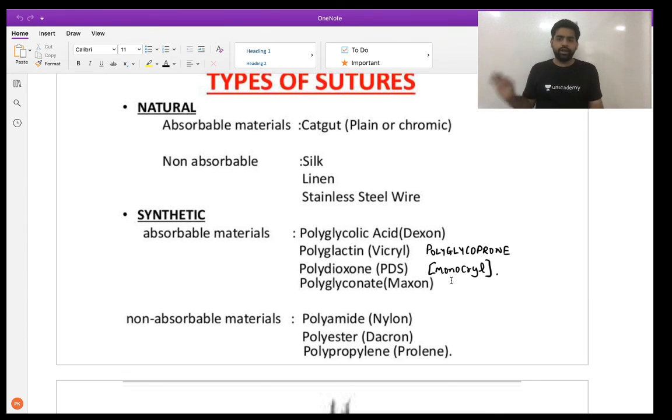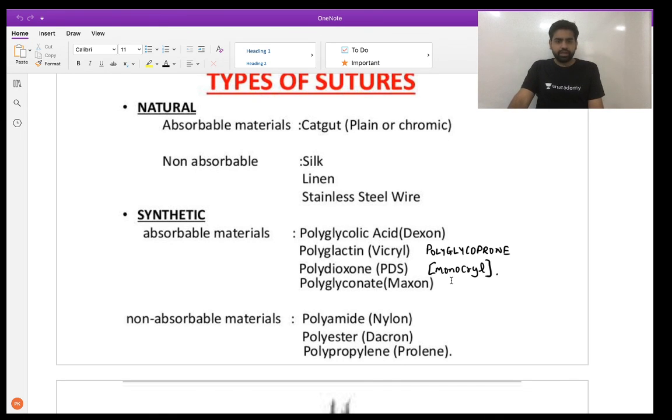Why I'm stressing this is because you may be asked what the tensile strength of Vicryl is. Please understand, the tensile strength of Vicryl and Monocryl is between 3 to 4 weeks, but the absorption time for Vicryl and Monocryl is 60 to 90 days. I hope everybody understood the concept of tensile strength and absorption time.